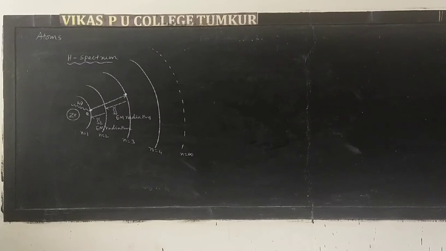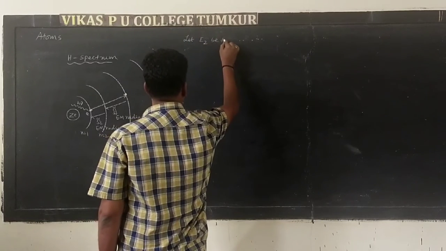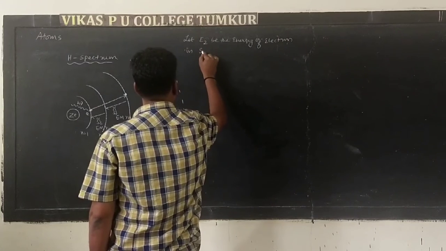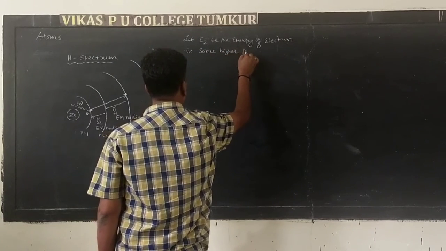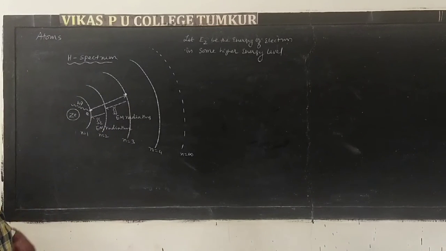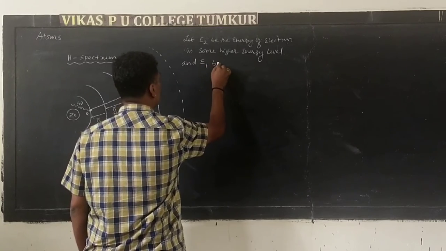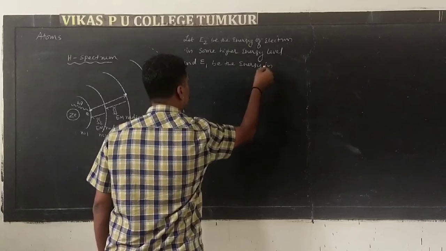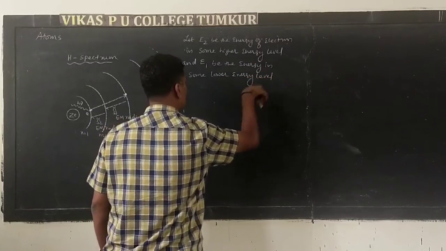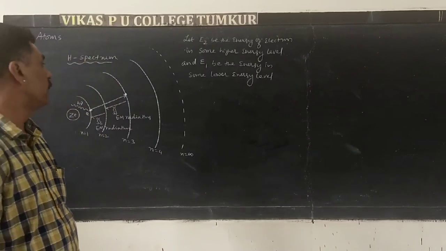Now let us say E2 is the electron energy in some higher energy level, or let us say 2, 3 or 4 or 5 or something like that. And E1 be the energy in some lower energy level. So E2 is the energy of the electron in higher energy level. E1 is the energy of the electron in some lower energy level.